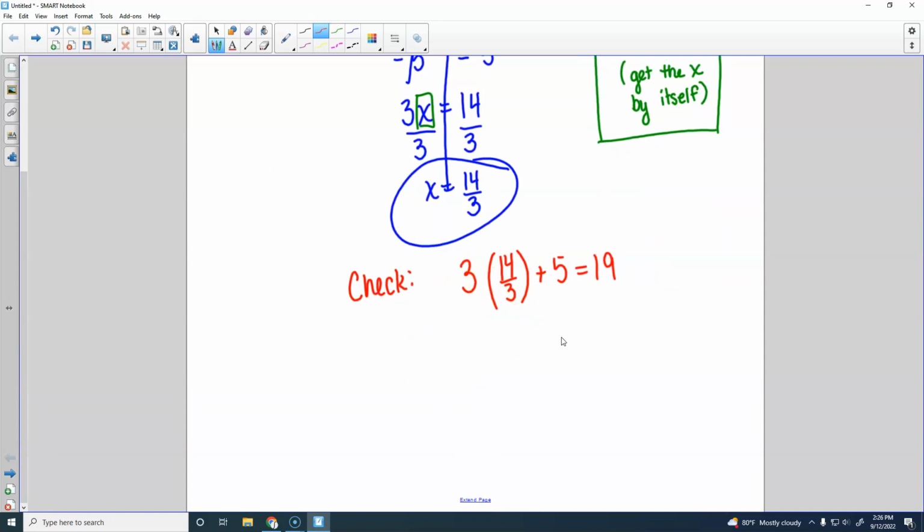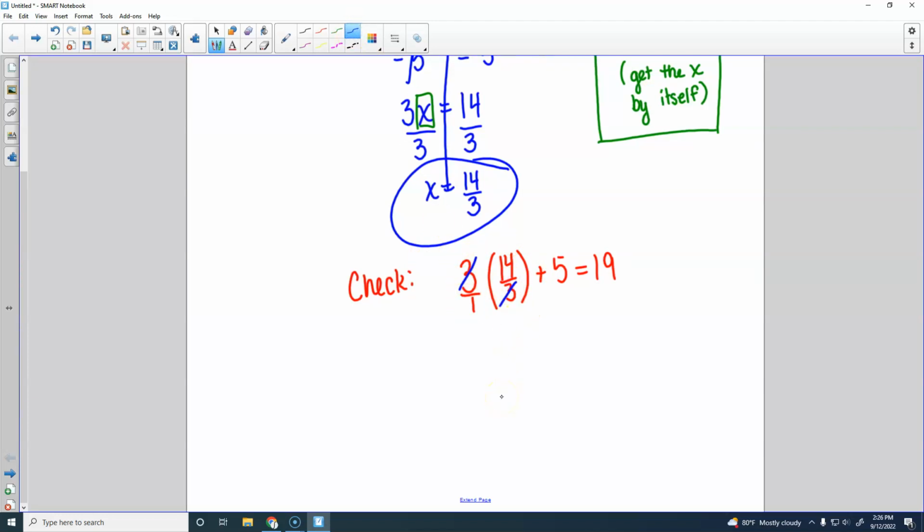It's actually much easier to do than it sounds. Because 3, if I make it a fraction, it's 3 over 1. If we reduce before we multiply, what can happen to this 3 and this 3 right here? They reduce down to 1. They cancel out.